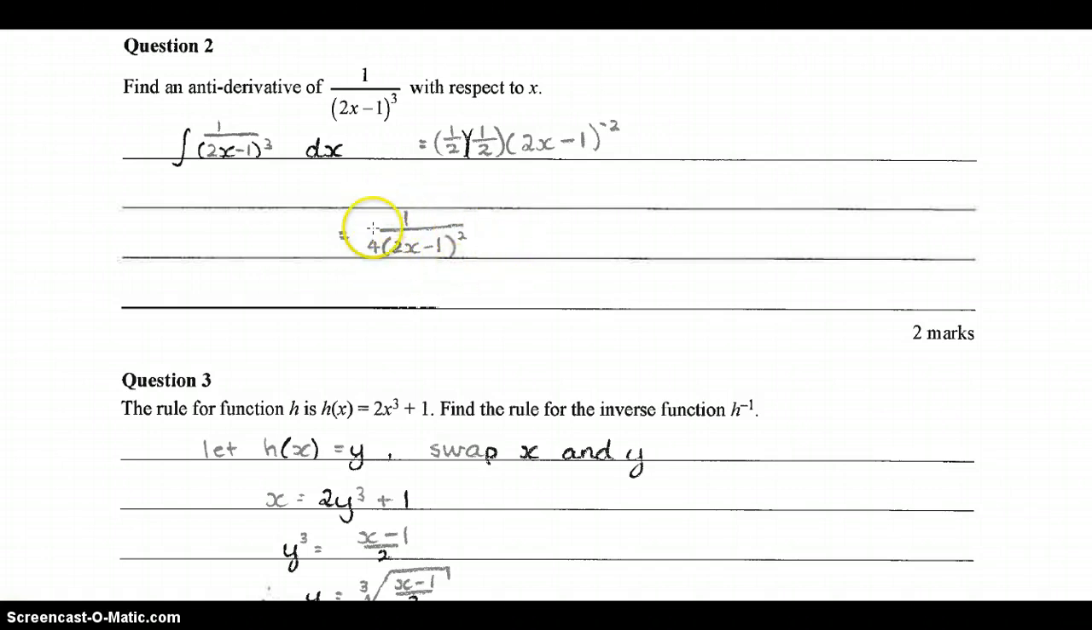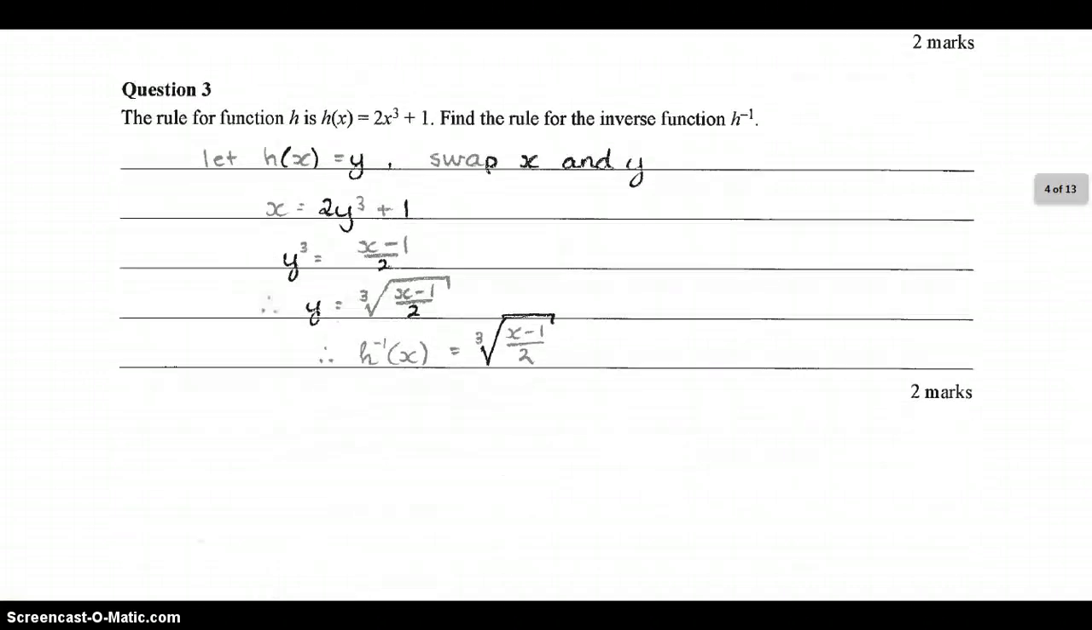If you weren't sure with this one, you can always just differentiate it again and make sure you get what you started with. So I'm not sure why so many people got that wrong. A lot of people have a log in there somewhere. That would only be the case if this was 2x minus 1 to the power of 1. No logs. Alright, question 3.